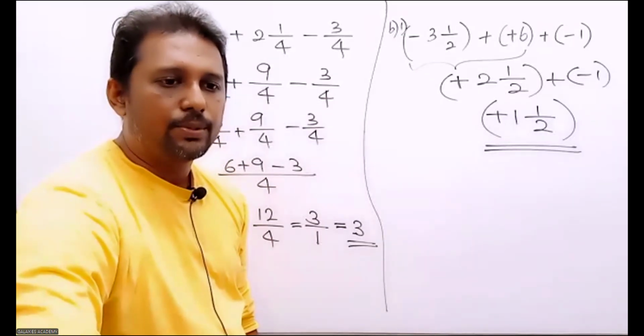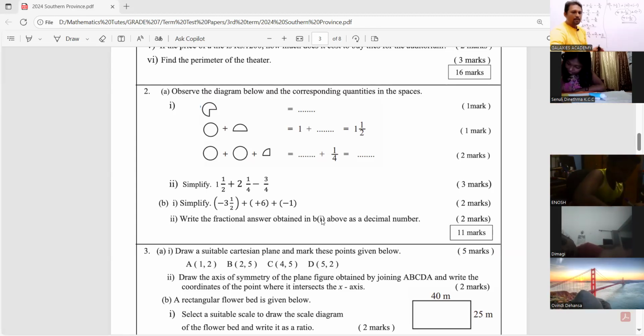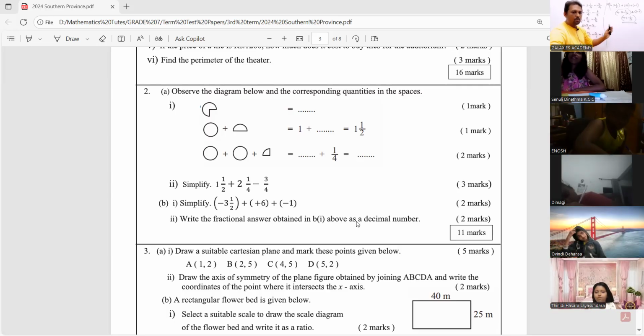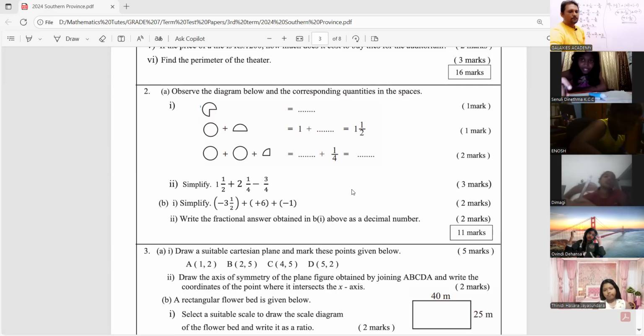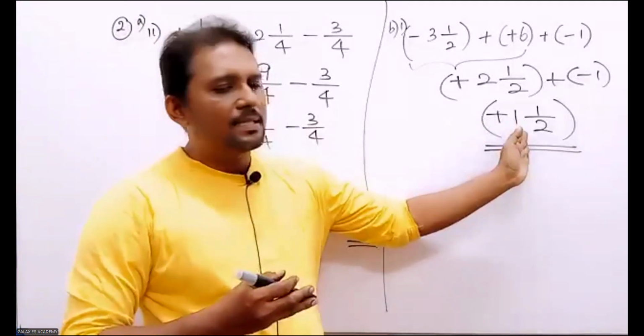Then let's go to the next part. Second part: write the fractional answer obtained in B Roman number 1 above as a decimal number. We took a fractional answer here, right? We are asked to convert it into a decimal number. How can you write this as a decimal number?